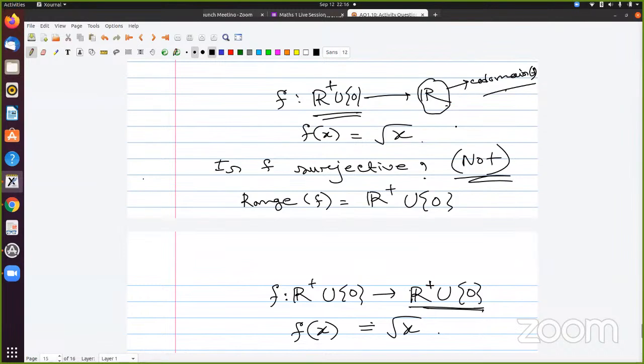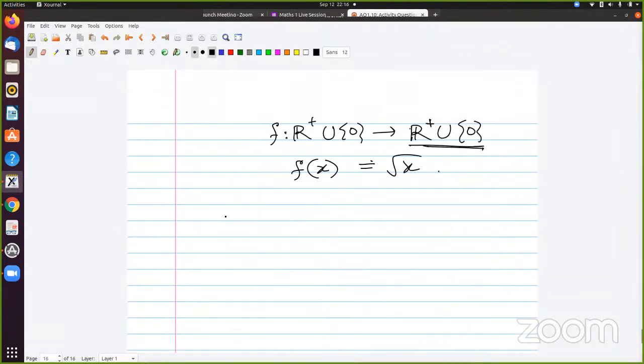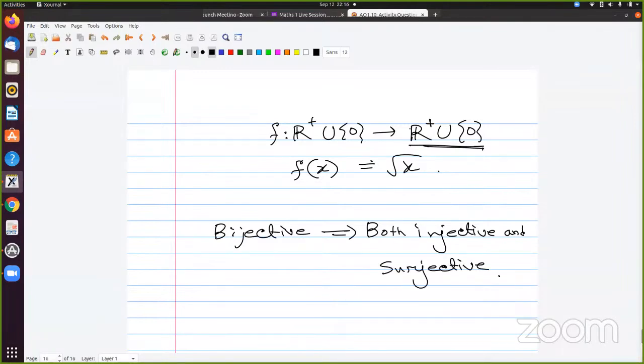So what we discussed: different types of relations, how relations and functions are related, domain and range, injectivity, surjectivity. Is it clear to everyone? Yes, sir. Now, a bijective function is basically both injective and surjective. Clear? Yes, sir.